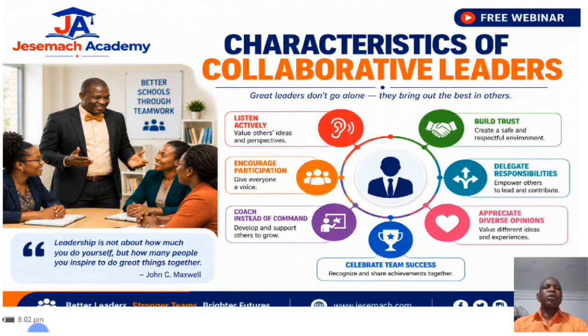Another thing I want you to know is to delegate responsibility. A good collaborative leader knows how to delegate responsibility. You empower others. You trust them. And you lead for them to make contributions. Not that you'll be playing politics with them, ostracizing them, or withholding some things that will make them participate in your leadership. No, you don't have to do that.